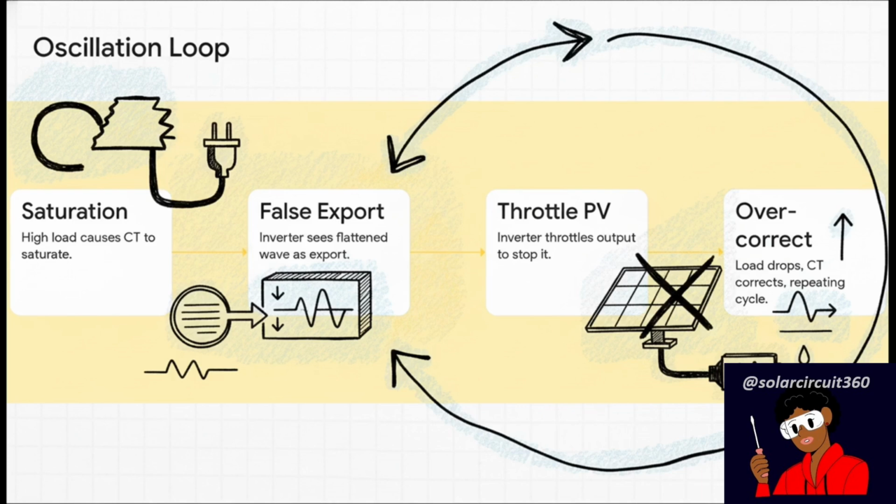Step 3, the zero export control loop panics and immediately throttles down your solar panel output to stop this phantom export. Step 4, eventually the load drops or the PV is throttled enough, so the CT reading corrects itself. The inverter realizes it overcorrected, ramps the PV back up, and the whole chaotic cycle repeats. Your system starts constantly hunting up and down instead of stabilizing. You are literally throwing away perfectly good solar potential and risking battery overdischarge, all because of a measurement glitch.